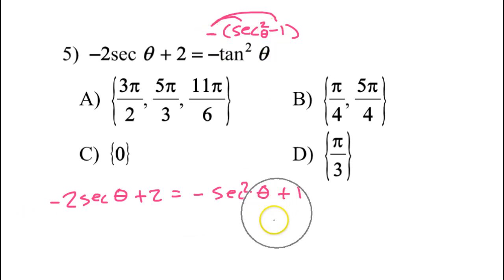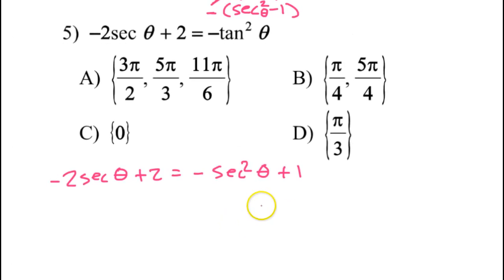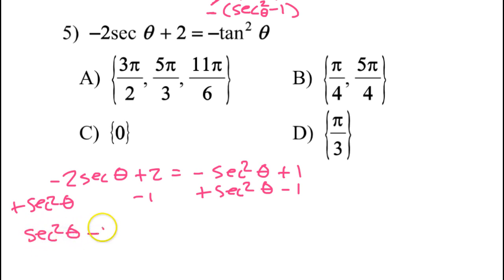Now I have all secant, so that's better. I see that I do have secant and secant squared, so this is the type of problem where I need to get 0 on one side and factor. So I'm going to go ahead and add secant squared theta to both sides, and I'm going to subtract 1 from both sides. So that's going to give me secant squared theta minus 2 secant theta plus 1, combining like terms here, is equal to 0.